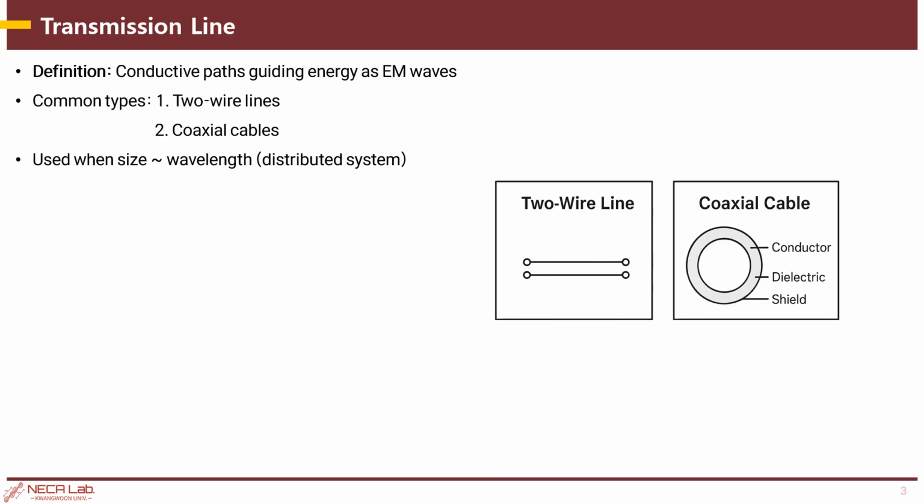So what's a transmission line? A transmission line is simply a path that carries energy from one point to another. But instead of just sending current, it actually guides electromagnetic waves. There are two common types, the two-wire line, which is the most basic structure, and the coaxial cable, which is more shielded and commonly used in high-frequency systems. We typically need transmission lines when the size of the end system is similar to the wavelength of the signal. In that case, we can't treat it like a simple wire anymore. We have to think of it as a distributed system where wave behavior really matters.